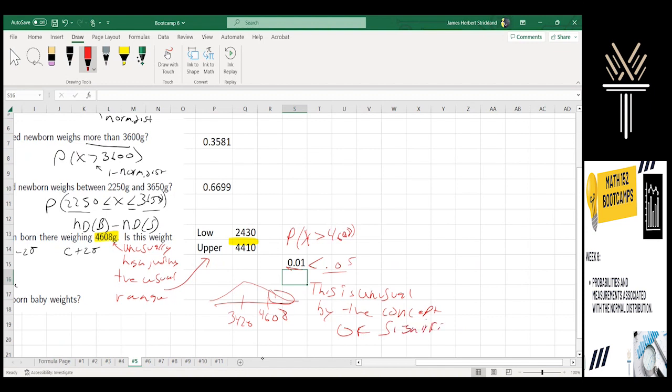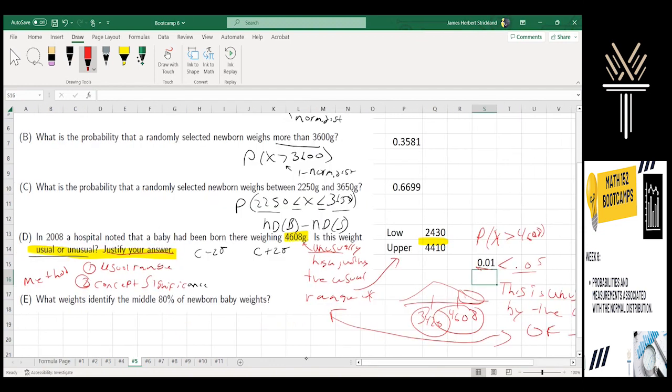Sometimes these methods give you the same conclusion like it did here. They both say unusual. And of course I could say unusually high because 4608 is higher than 3420. But sometimes the conclusion's the same, sometimes the conclusion isn't, which is why you've got to tell them what method you did. You've got to provide your justification. Like that previous page, I showed that sometimes one will say it's normal and the other one will say it's not normal.